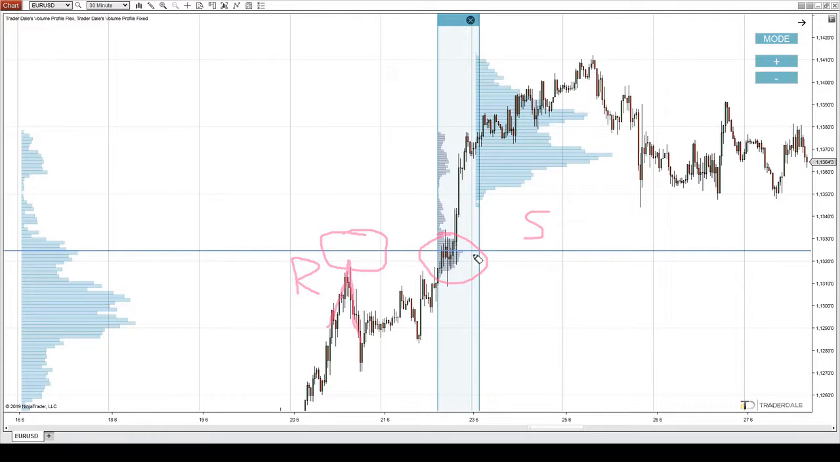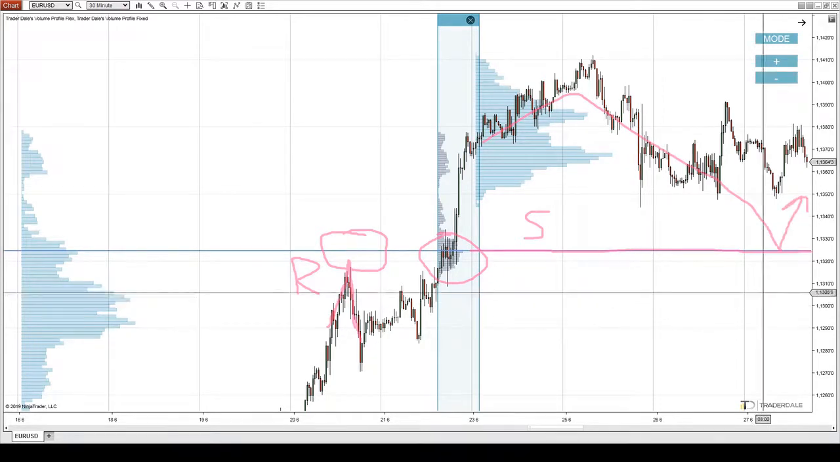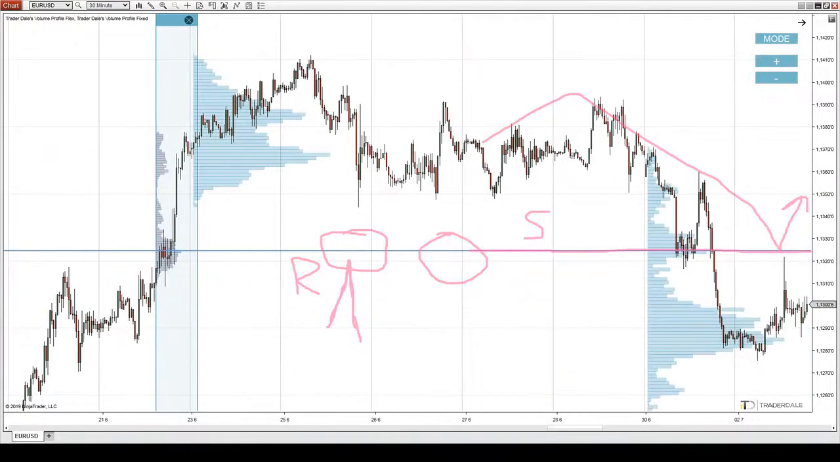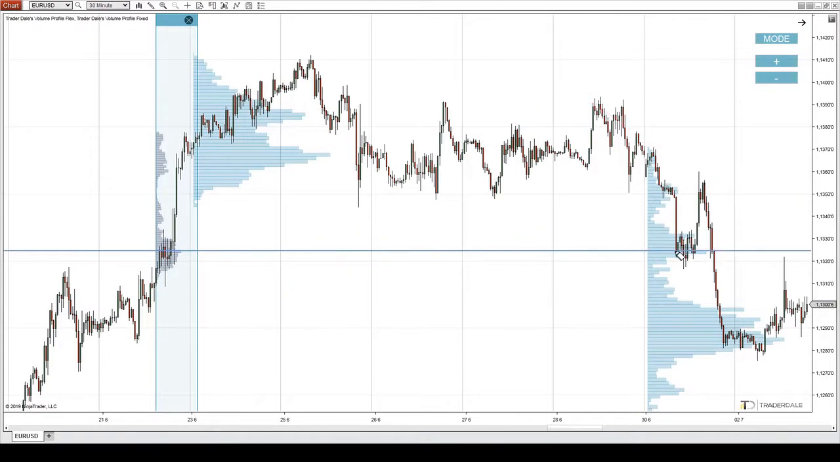All right, so this is the level you wait for pullback, you go long from there. Let's have a look at how it worked. Right, here's the reaction. Pretty nice one, right?